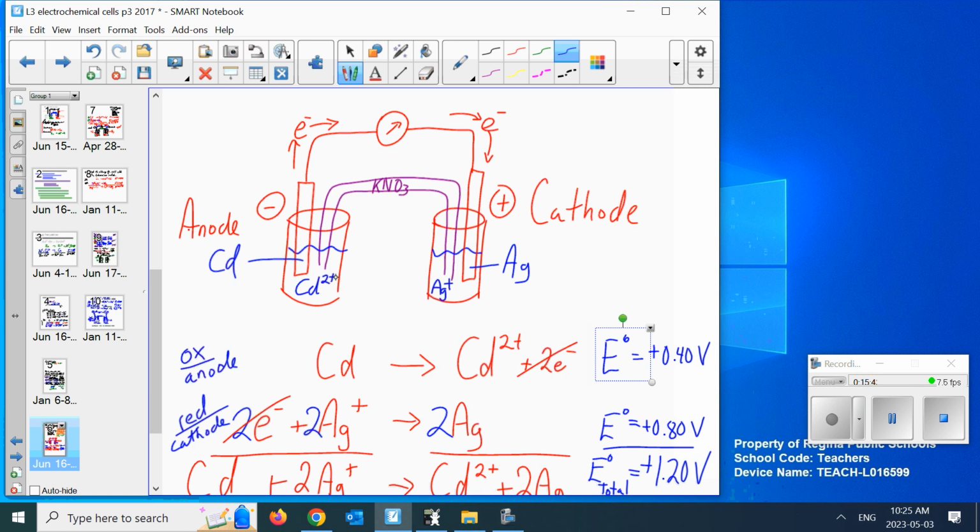Now, you're not going to just have elements. It could be nitrate or sulfide or sulfate or something like this. It'd be like silver sulfate, cadmium sulfate, stuff like that. It'll be matched with a negative ion.